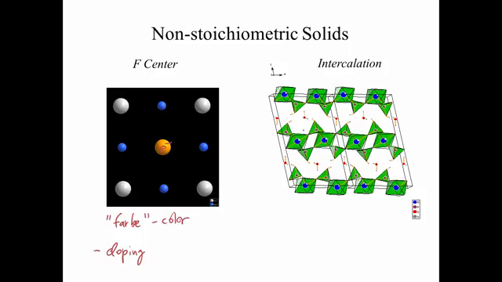Another non-stoichiometry with a solid is intercalation, which is defined as the introduction, or I'd say addition, of an anion or cation, an ion, into interstitial sites. So we talked about interstitial sites before. And here we have the unit cell for the structure of zirconium hydrogen phosphate. And there's some waters here, I think.